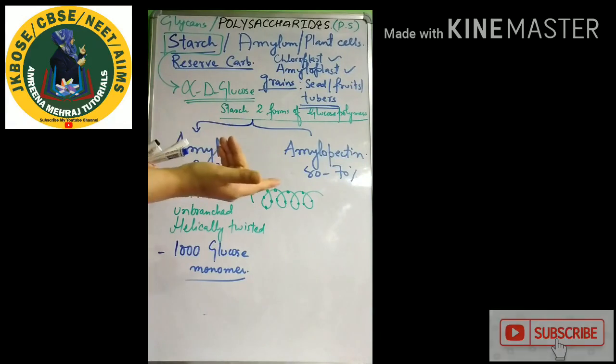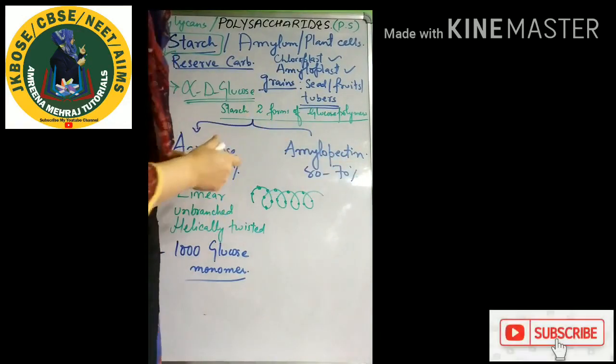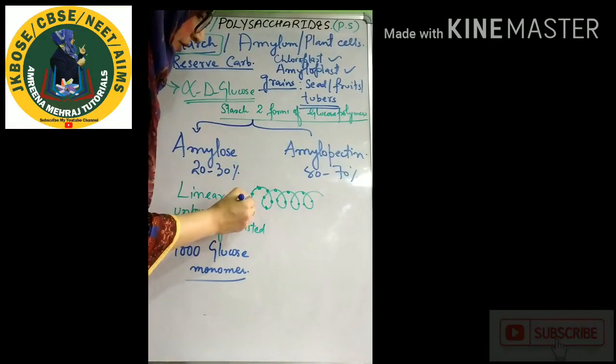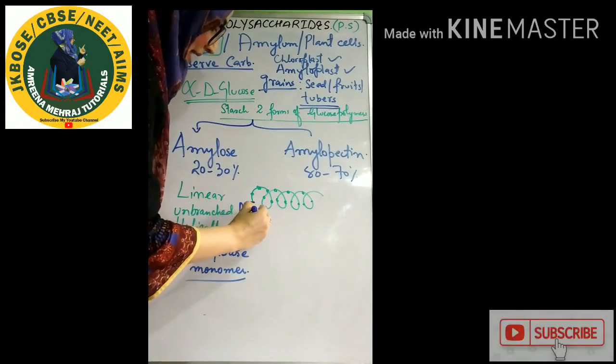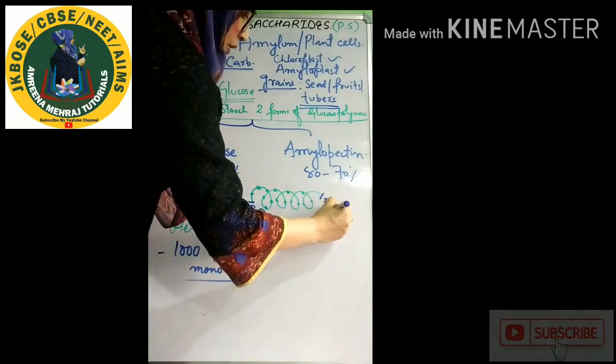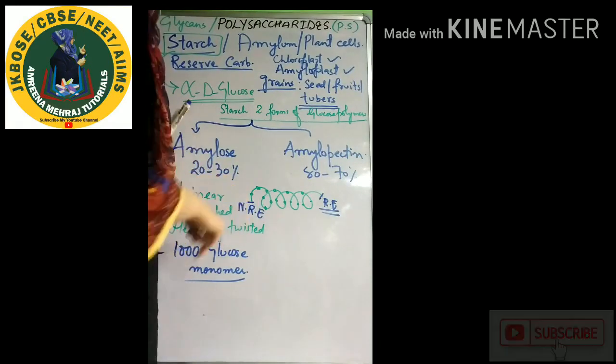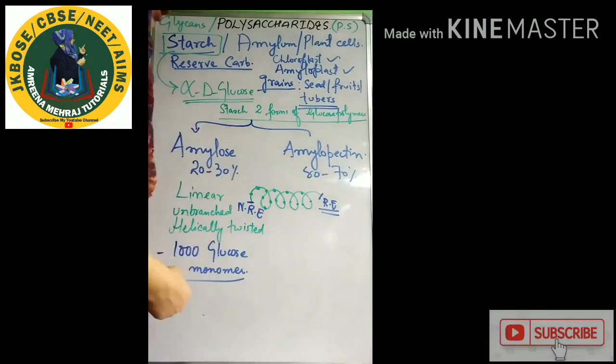I have told you earlier that one end will be the reducing end, and the other end will be the non-reducing end. So this is going to be the non-reducing end because the functional group is not available, and this is going to be the reducing end of this starch. Once you get the detailed structure, you will be able to predict why it is so.